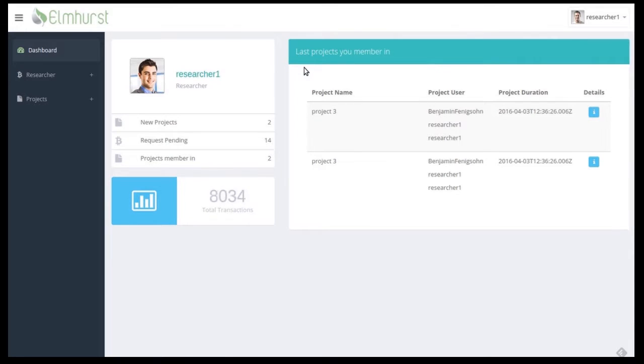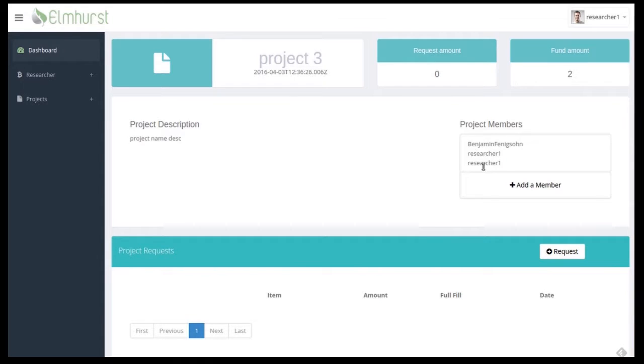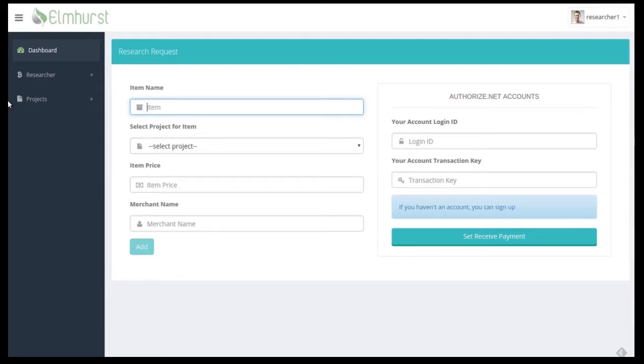Project 3, we are to assume, is hosted by Benjamin Fenixon and two other researchers who each have their own accounts. In this example, we will submit a request for a beaker set worth $500. To invoice the network, one researcher from the project fills out each field, identifying the item name, item price, project and merchant name, and authenticates.